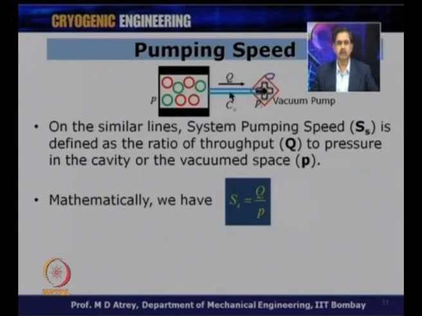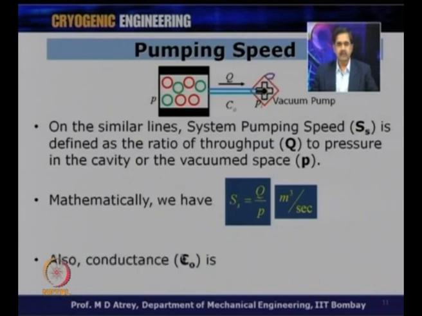So, Q is the throughput, but P is now the pressure of the system over here. This pressure is going to be a little bit more as compared to what you get, Pi, at this point. So definitely what you understand from here, SS is going to be less than SP. System pumping speed is going to be less than the vacuum pump speed, or the pump speed. Again, the units are meter cube per second, liter per minute, or whatever units you want to use.